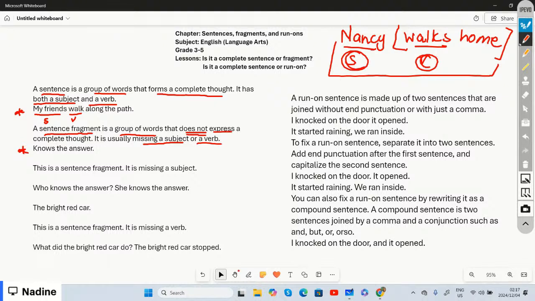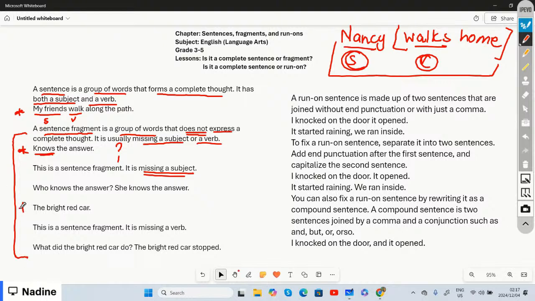So remember, a sentence needs to have both a subject and a verb. For example, here, knows the answer. Knows is our verb. But now the question is who knows the answer? So this one is missing a subject, which means that this is a sentence fragment.